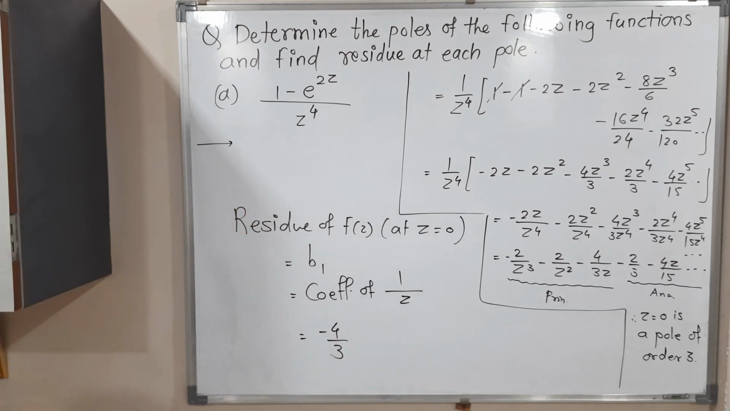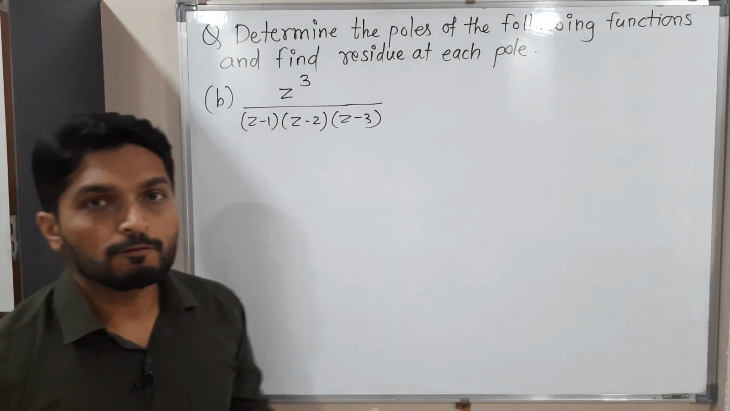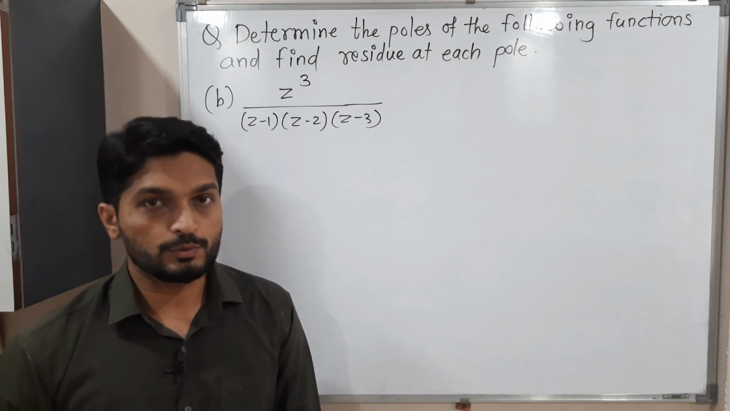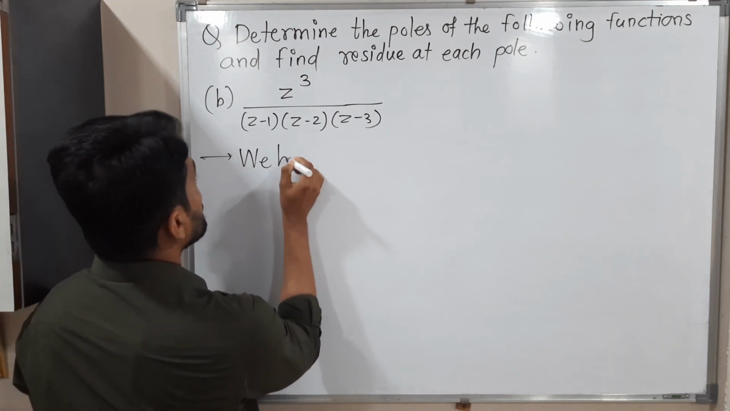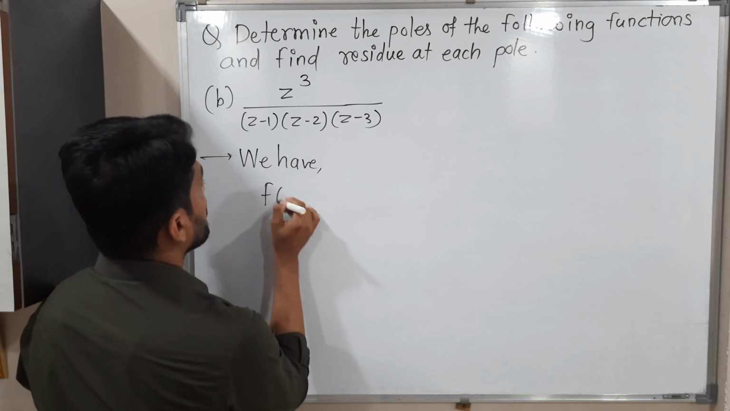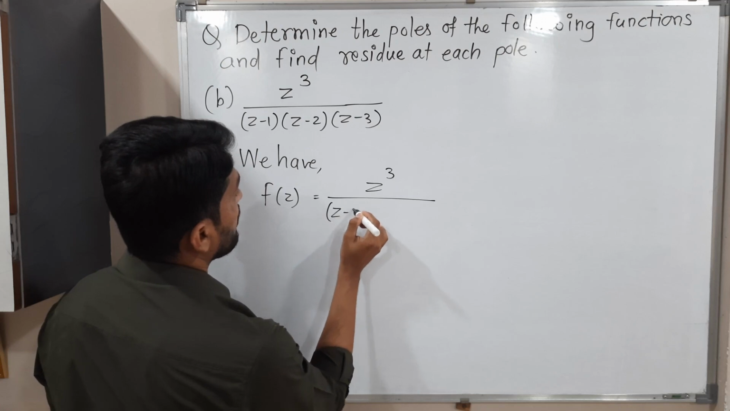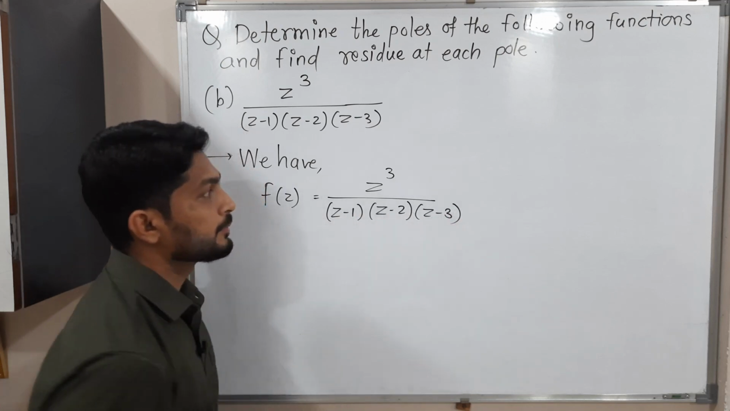Okay, make a screenshot of it, then we will go for the next example. So now let us discuss this very simple example. Okay, what we have, z cube upon z minus 1, z minus 2, z minus 3. This is the function we have, and we have to find its poles as well as we have to find their residues, right? So let me write f of z. What is the function we have? F of z, z cube upon z minus 1, z minus 2, z minus 3.